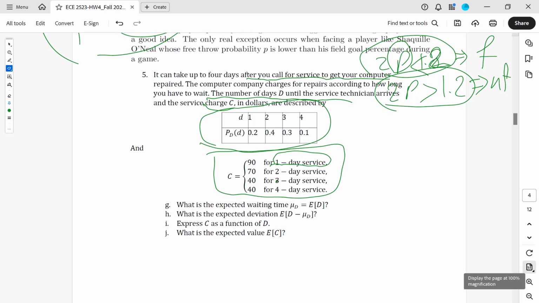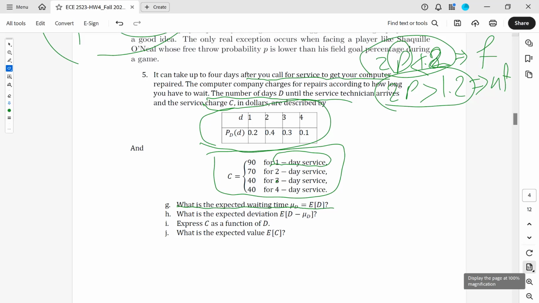You just have to map each cost to each D, and you have the probability based on the PMF of D. Now, what does the question ask us? The question asks what is the expected value of waiting, meaning the expected value of the variable D.